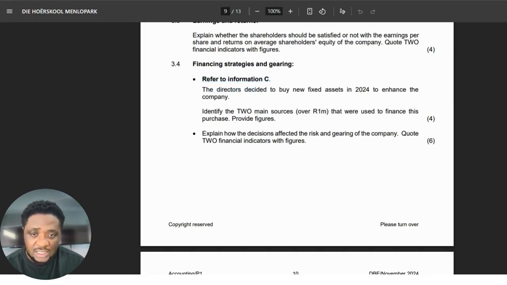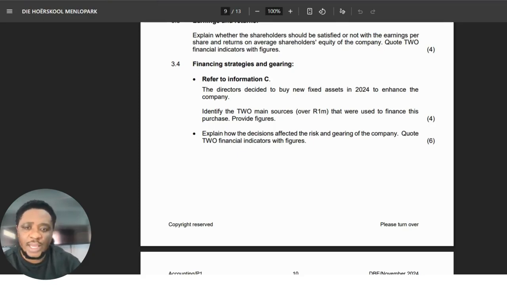It says the directors decided to buy new fixed assets in 2024 to enhance the company. Then it says identify two main sources, and these main sources, they say that it must be over 1 million, that were used to finance this purchase. So there's many ways a business can finance a purchase, right? One, the business can issue more shares. Two, the business can take a loan. Three, the business can use its retained earnings. Four, maybe the business can sell other assets in order to finance buying other assets.